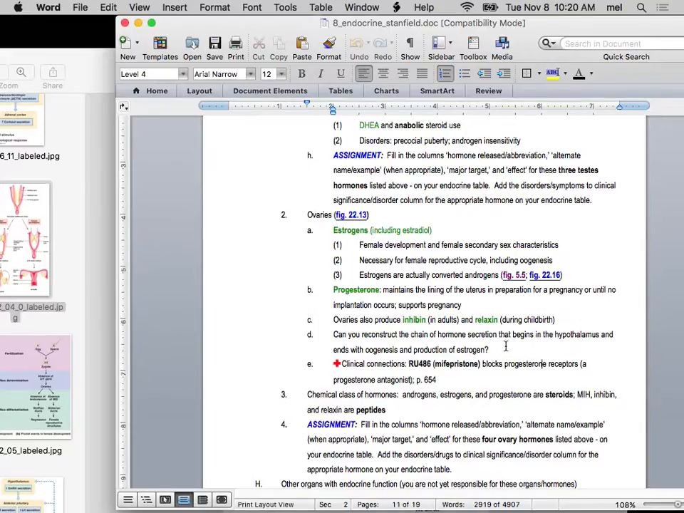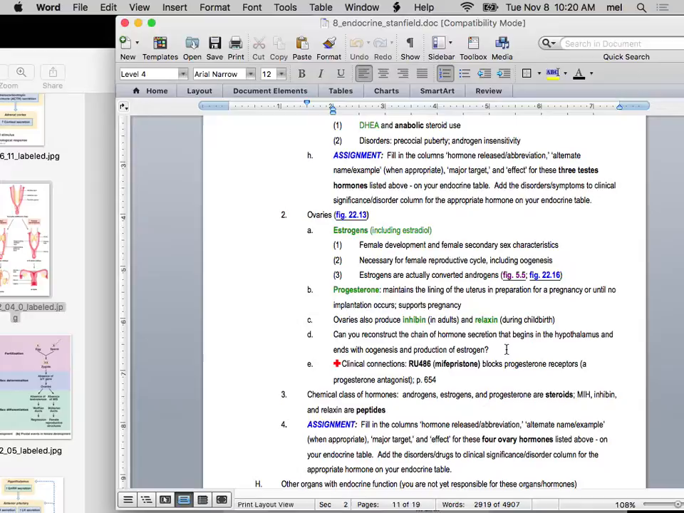So the question is, can you reconstruct the chain of hormone secretion that starts in the hypothalamus and ends with oogenesis and estrogen secretion? And the answer is yes, because you just did it, right? Okay, so you can do that. Now, let's talk about something that is kind of controversial. It gets a little less controversial when you understand it, but not necessarily less.